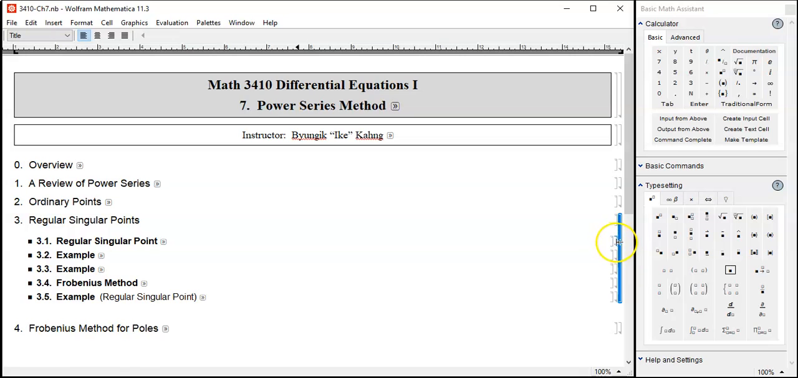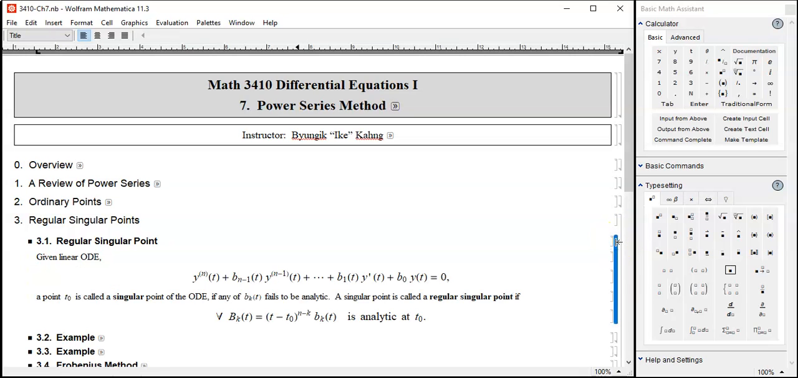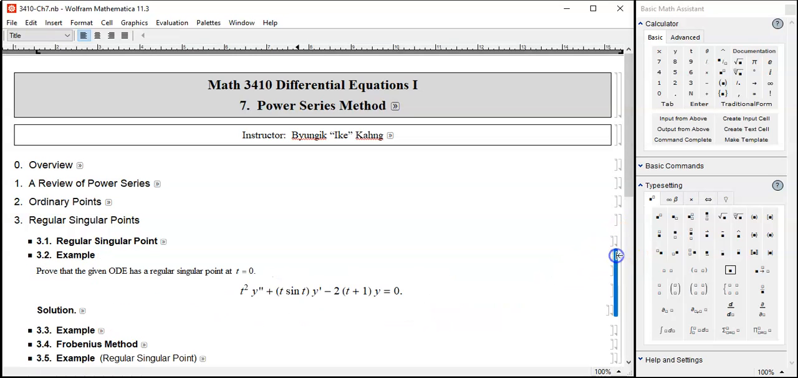What do you mean by that? It's a singular point, so not everything here is analytic, which means you may have some singular point like denominator 0 or things like that. But here's a condition. Appropriate multiplication of certain power will yield an analytic function. This definition is really hard to follow, so let's go through that with an example. Okay, here we go.